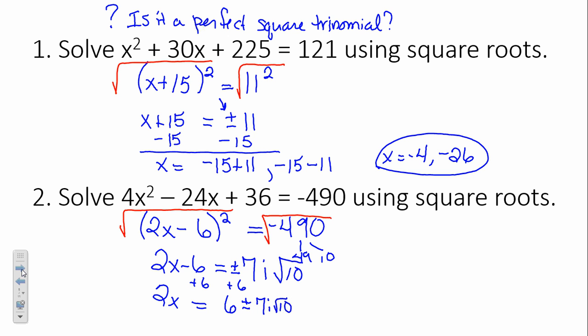And your answer will be a nice combobulation of stuff. We'll have a 6 plus or minus 7i square roots of 10, all over 2. And since they don't all have a 2 in common, we can't divide anything out. We leave it exactly like that. And that's how you'll see the answers on the ACT, on standardized tests, and so forth. Okay?